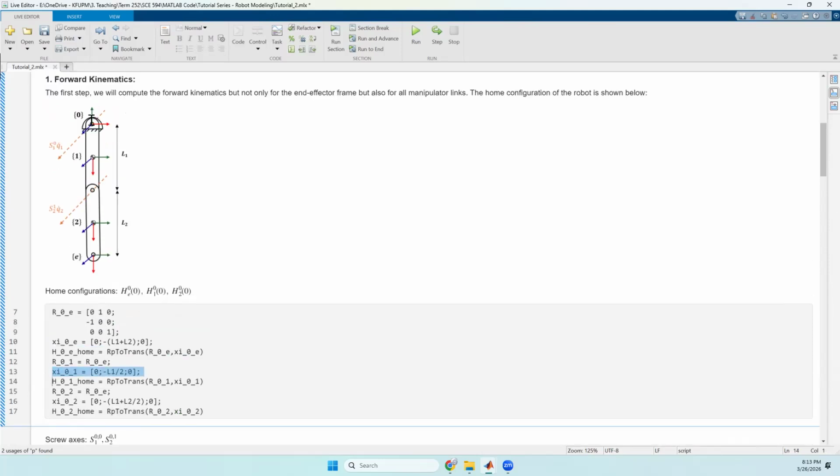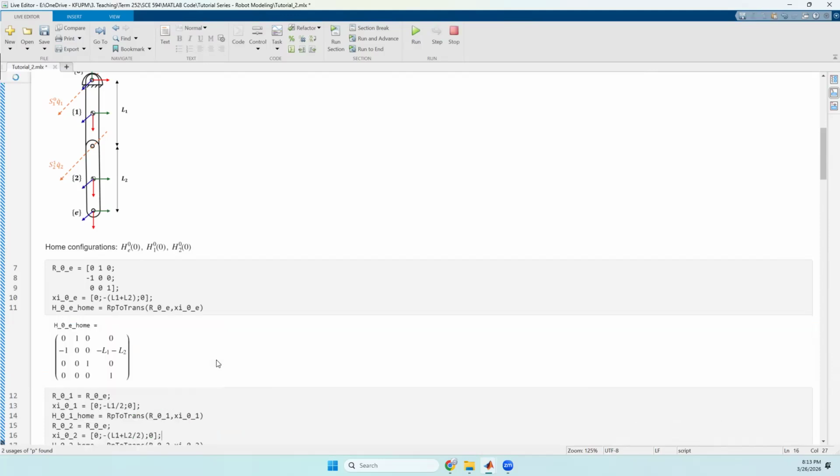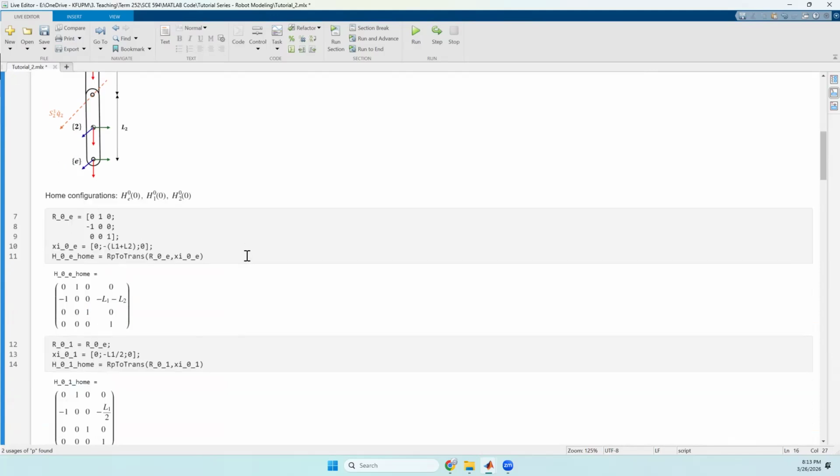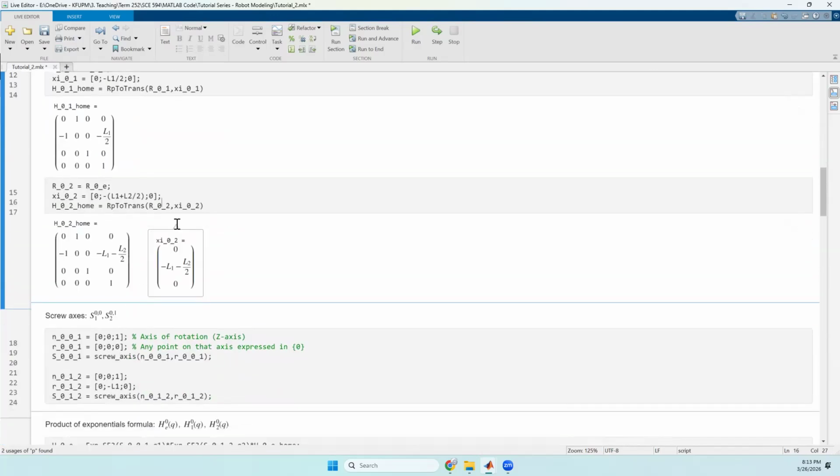So if we start at the 0 frame, you move minus L1 over 2, and then you reach the origin of the first frame. And if we go L1 plus L2 over 2 in the minus y direction, we reach the second frame. And thus we have these three displacements. Now if we run them, you find this is what we just defined.